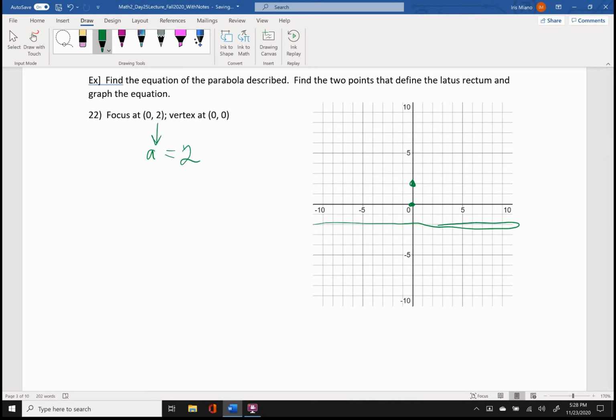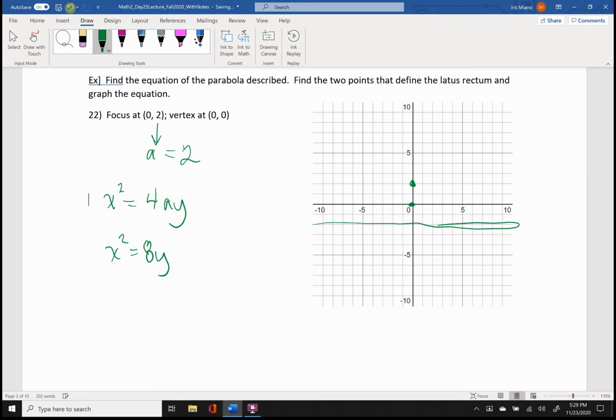And so we know that we are going to be having an upward facing parabola. So the structure will be x squared equals 4ay, and we just determined that a was a 2. So that means the equation of the parabola is going to be x squared equals 8y.